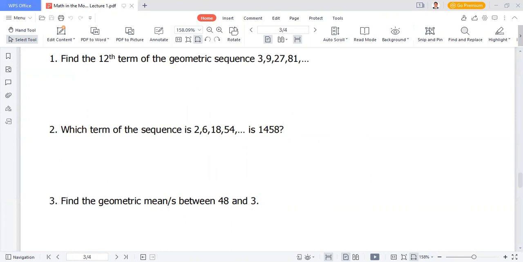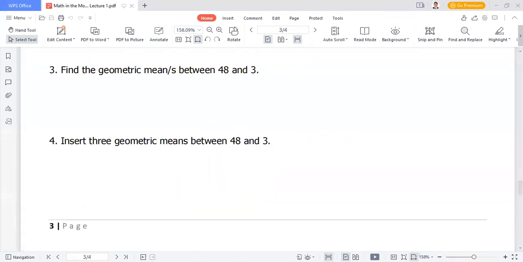Next, number 3. Find the geometric mean or means. Pwedeng more than 1 kasi may S. Okay? Or pwedeng isa lang. Kaya siya may slash S. Okay? Between 48 and 3. So dito, may formula tayong mas mabilis. Kapag isa lang yung hinahanap, yung gitna lang ni 48 and 3.